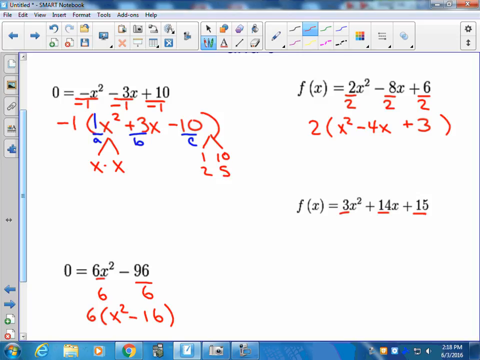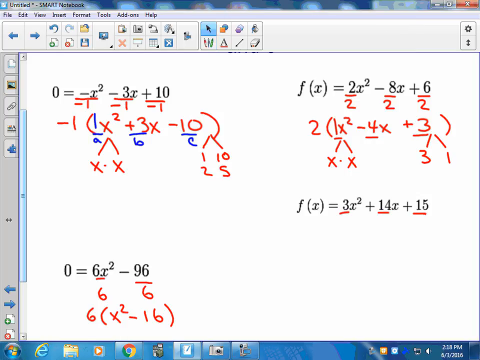Okay, now I move over to my next equation over here. A is 1, B is -4, C is +3. Factors of A, x and x. That's the only way I can get an x squared. And my factors of C are 3 and 1. That's the only way I can get a 3.